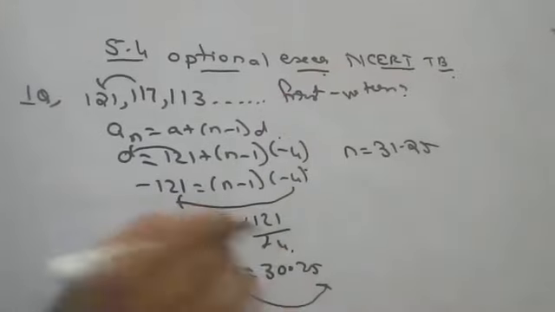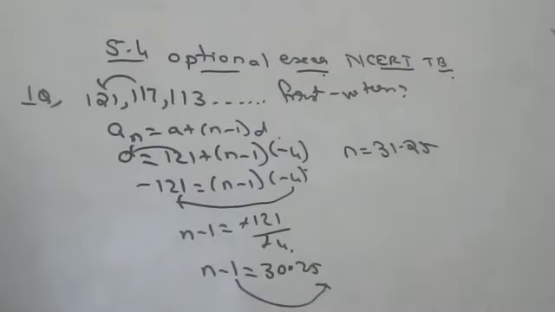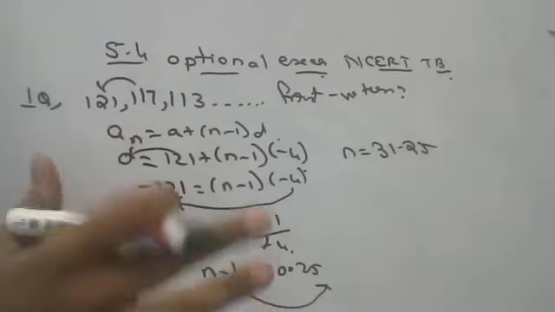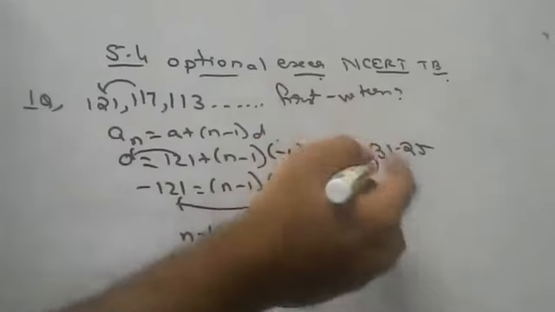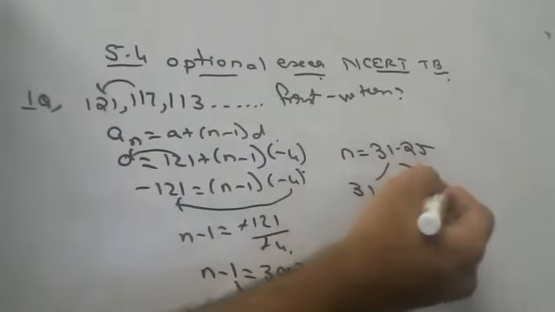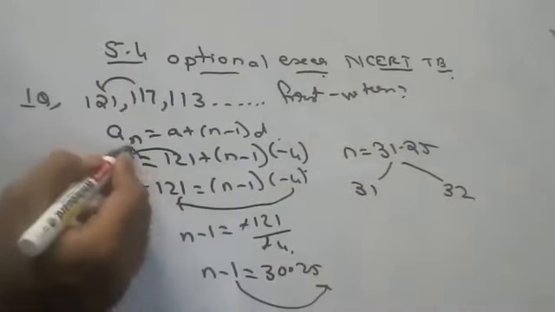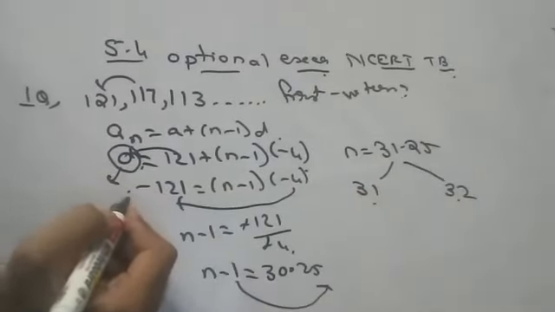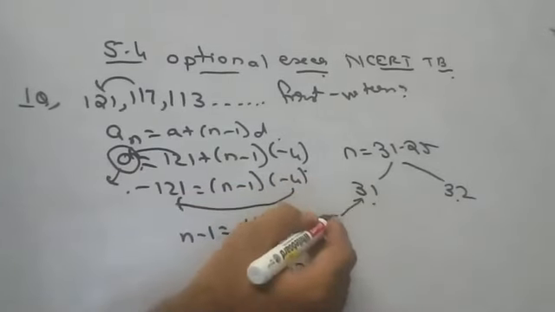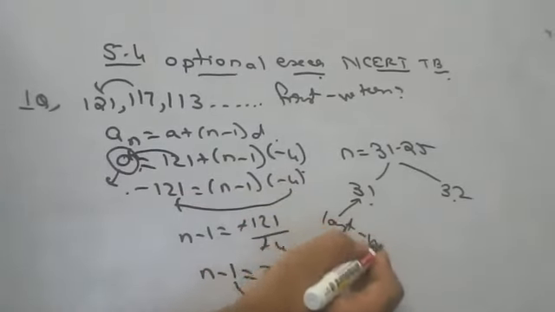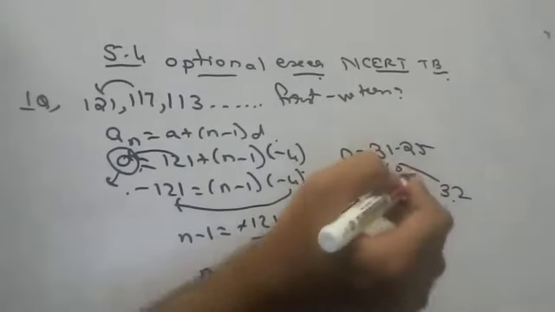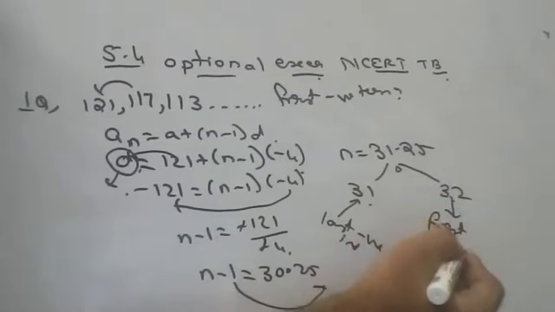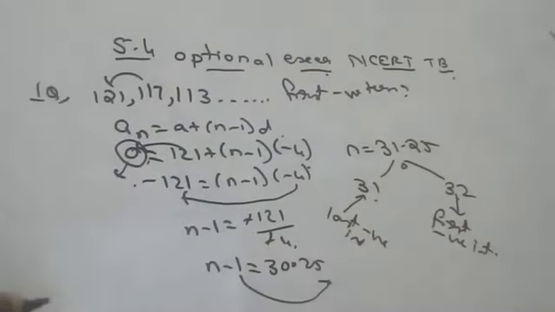Means n equal to 31.25 is not possible. I told you a million times, n will take only natural numbers 1, 2, 3, 4, 5, 6, 7. 31.25 will not be there. So either 31 will be there or 32 will be there. But 0 we have taken. 0 is coming somewhere between 31 and 32. You got the answer. So 31 is the last positive integer. After that, somewhere 0 came in the middle, and 32 is the first negative integer. Okay, children?